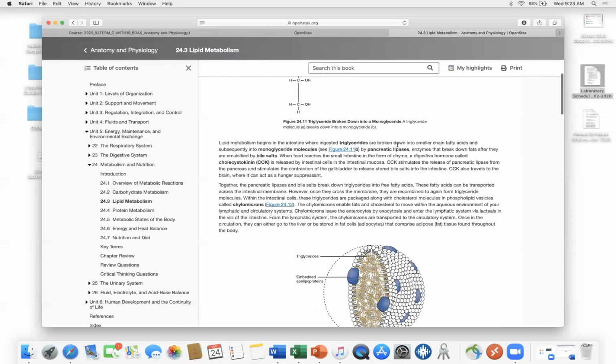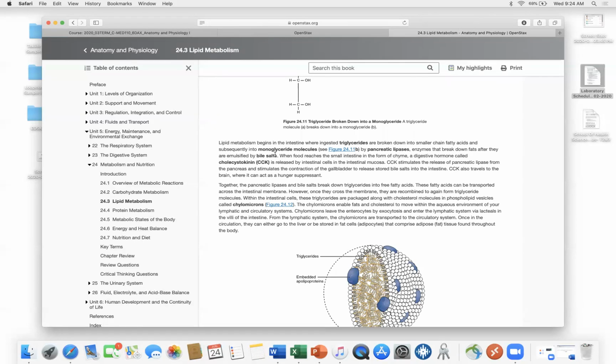And we have enzymes from our pancreas and our bile salts. That's how we break down fats. And that is from our pancreatic lipases. And how do I know? Lipase, the -ase, is the suffix for enzyme, and it's from the pancreas.